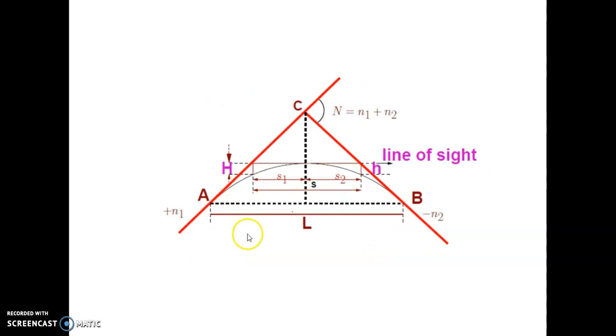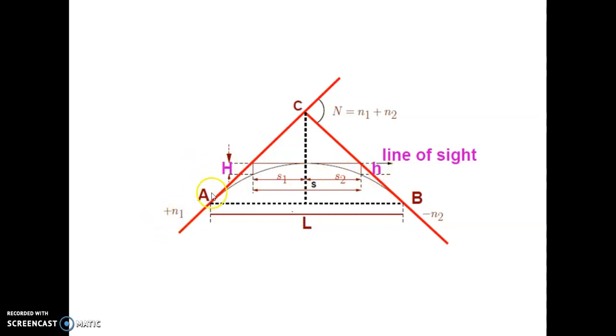Next, how we calculate the length of summit curve. Here, basically in summit curve, we have to calculate the length. Capital H and small h. This is SSD. We already discussed in the classes. H is height of the driver's eyesight and small h is height of the object. Capital H is 1.2 meters, small h will be 0.15 meters.